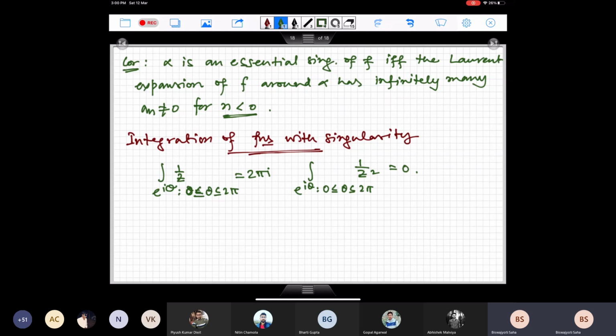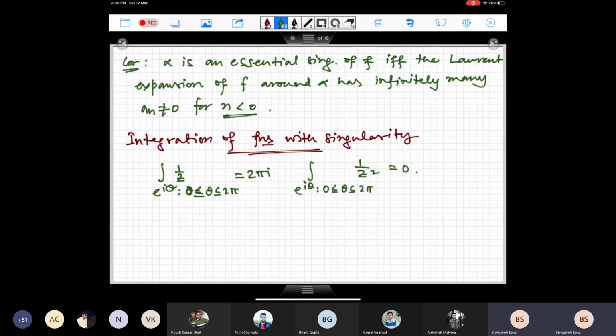Of course, you can say that we have seen already that 1 upon z does not have a primitive on the circle, whereas 1 upon z squared actually has a primitive on the circle. So that's one difference, of course. But we would also like to see a difference from the point of view of the Laurent expansion.